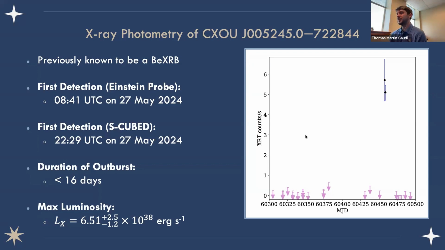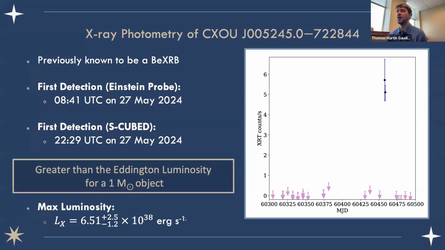Now, I want to draw your attention first and foremost to the X-ray luminosity of this system, which is sort of the strangest, most defining feature of this outburst. This source was bright. It produced a maximum X-ray luminosity of 6.5 times 10 to the 38 ergs per second, which is greater than the Eddington luminosity for a 1 solar mass object. This is a super Eddington outburst that has been produced by this system.